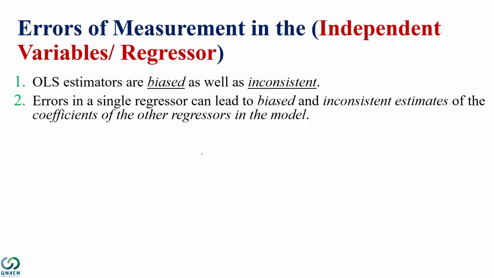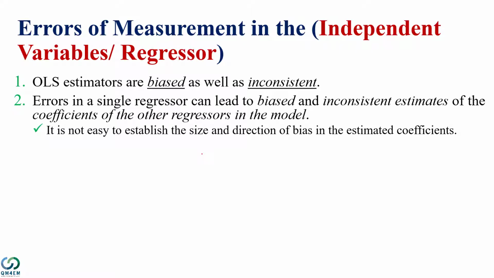Furthermore, it's not easy to establish the size and the direction of bias in the estimated coefficients. So not only one variable's measurement error, but it can cause inconsistency in the estimates of the other regressors in the model. The size of the bias is not known, and we can't even find out the direction of the bias. So that's a very serious issue.